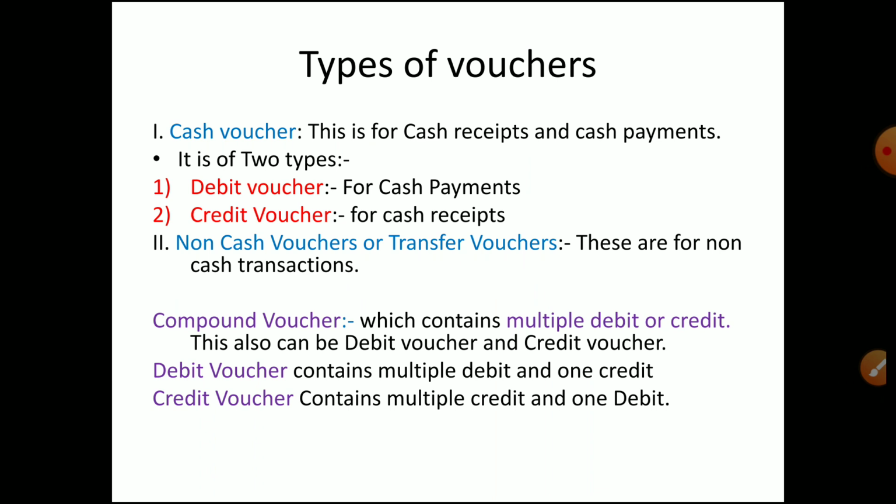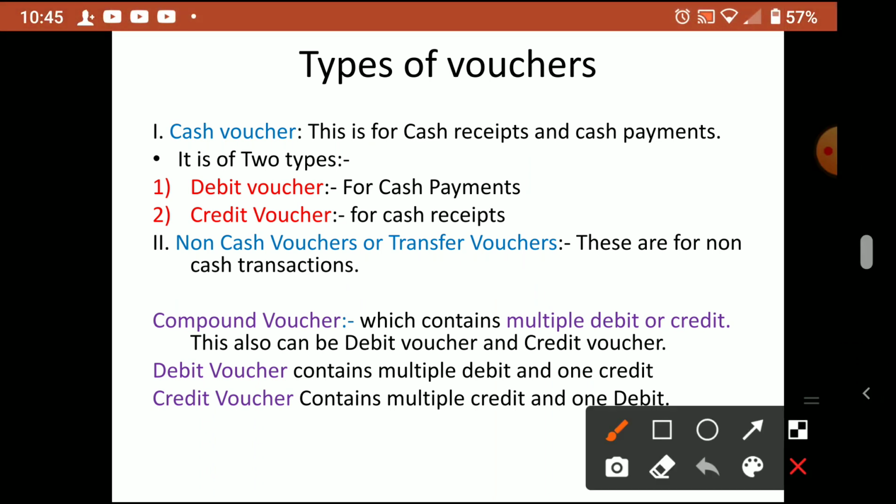So first we can classify them as cash voucher, non-cash voucher or transfer voucher. Cash voucher means we can use it for cash receipts and cash payments. From the name itself we can understand: if you receive cash you can make a voucher, and if you make a payment of cash you can make a voucher. That is called a cash voucher. Now cash vouchers can be of two types: debit voucher and credit voucher.